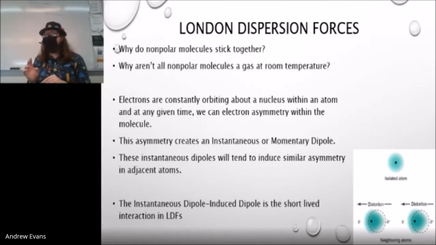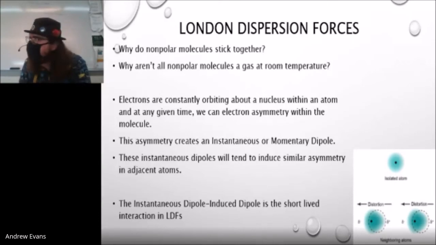Or that for a brief fraction of a second, maybe instead of equally distributed electrons, we have 70% of the electrons on one side. It's just a perfect convergence of electron spin that there are more electrons on the left than the right. And what that's going to do is make a dipole. It's only going to happen for an instant, because that convergence happens, then is gone. For that reason, we call this an instantaneous dipole or a momentary dipole. Now, an atom is going to be constantly having this happen.